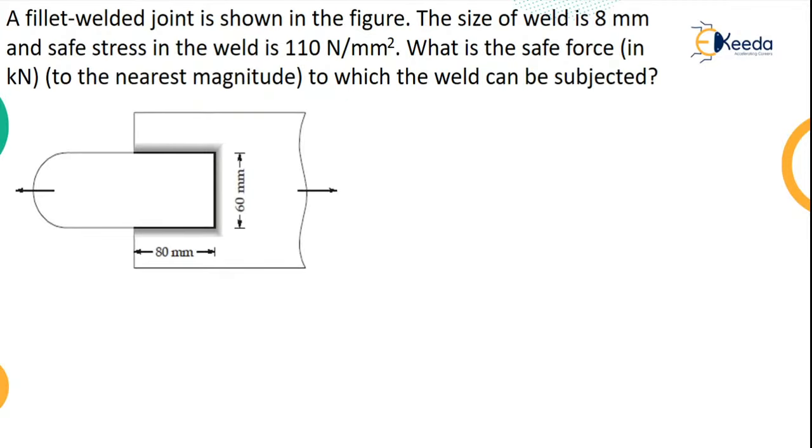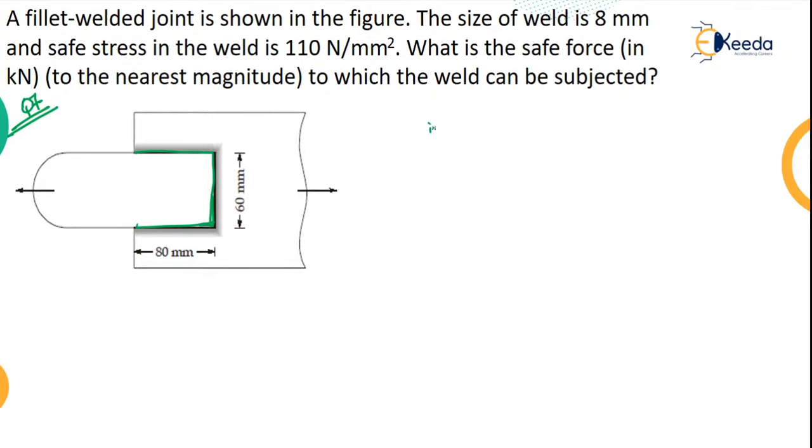Moving on to the next question. So this is question number 7. Read it carefully. Try to write down what all is given so that you can calculate exactly what you need. A fillet weld joint is shown in the figure. So this particular weld is a fillet weld type of joint. Now the size of the weld is 8 mm. So what has he given?